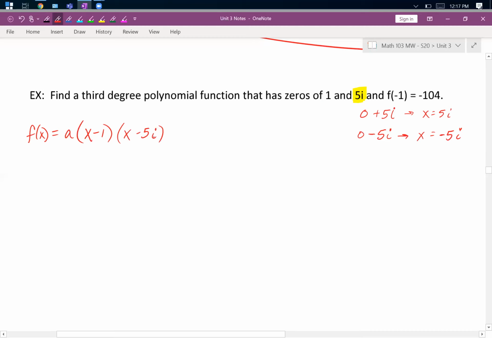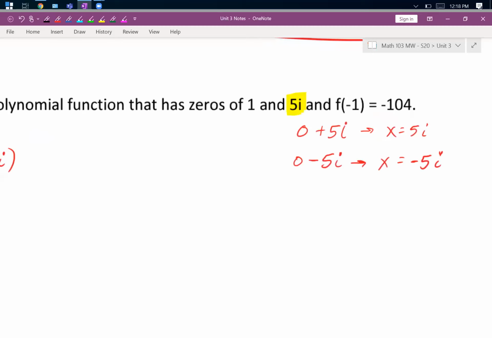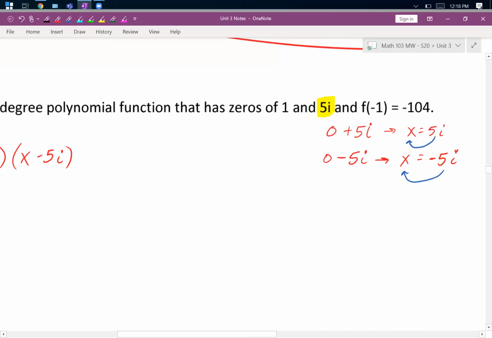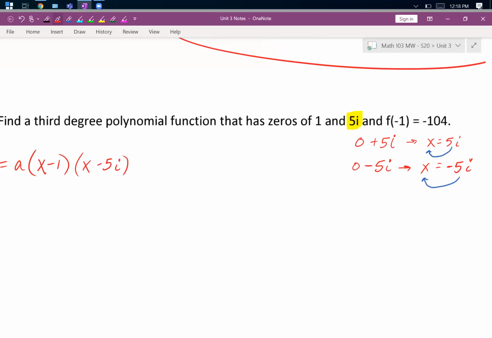So if you take your zeros, I had to rewrite it in a plus bi form just so I could apply the theorem. But nobody really writes 0 plus 5i or 0 minus 5i. So what these mean is that x equals 5i and x equals negative 5i. To get the factor, all you do is set it equal to 0 and move that stuff over. So we're going to get x minus 5i for the first one, and then x plus 5i for the second one.